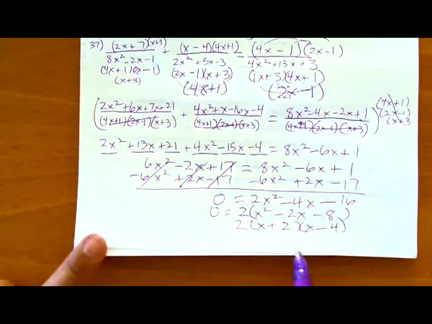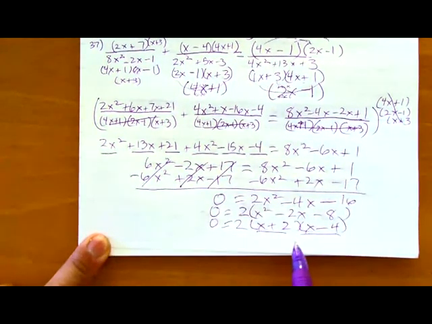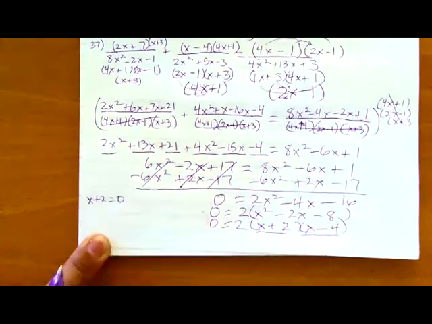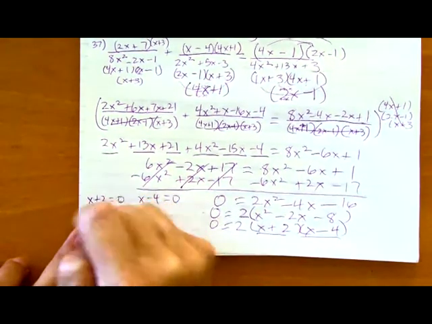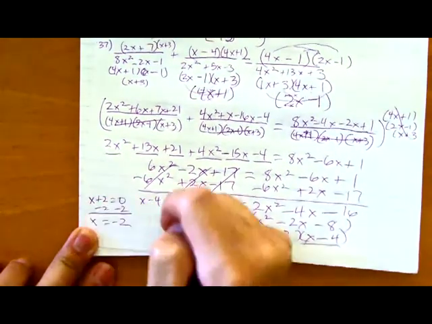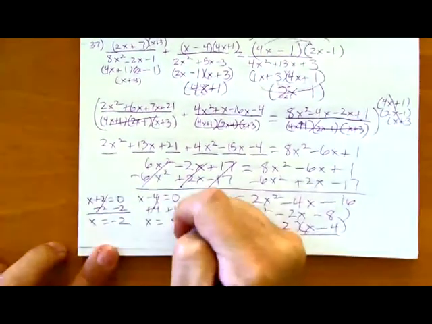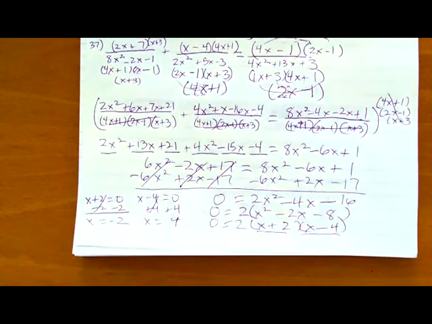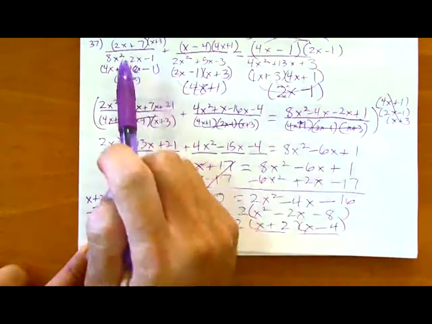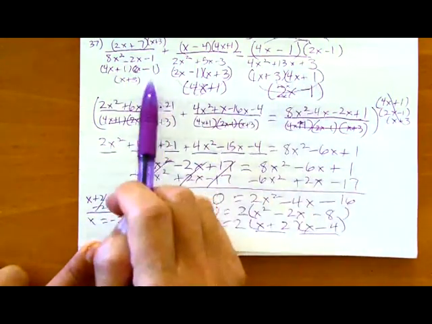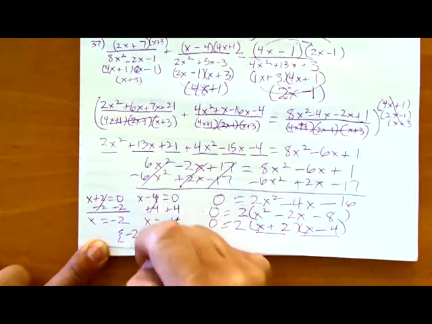Okay. Now that we have it factored, each of the factors that have x can be set to 0. x plus 2 equals 0, x minus 4 equals 0. And then we solve for x. Will that produce a 0 denominator? Well, if you look at each of the factor denominators, not the original, but the factor, there's no factor that'll produce a 0. So both of these will work. Negative 2 and 4 are solutions.